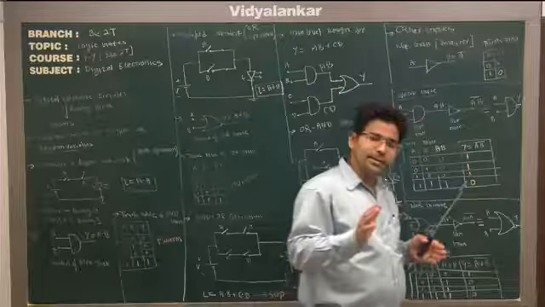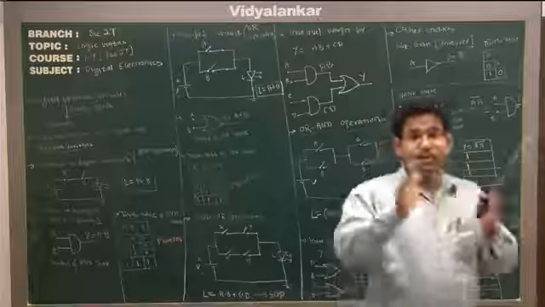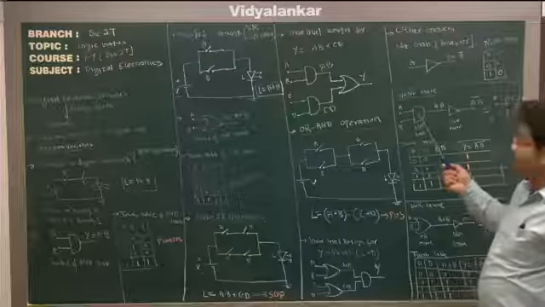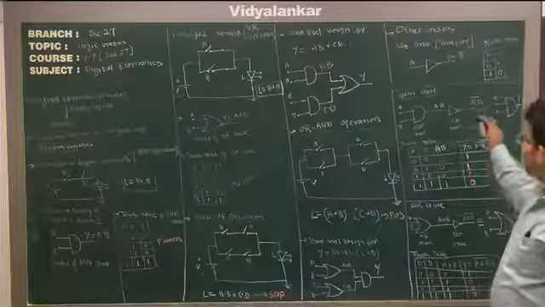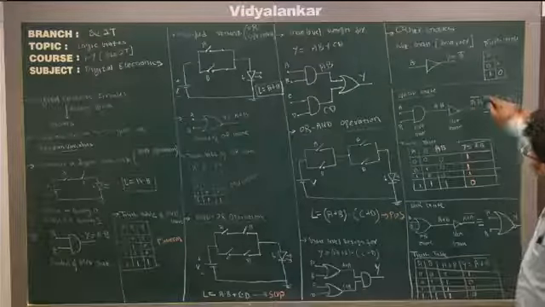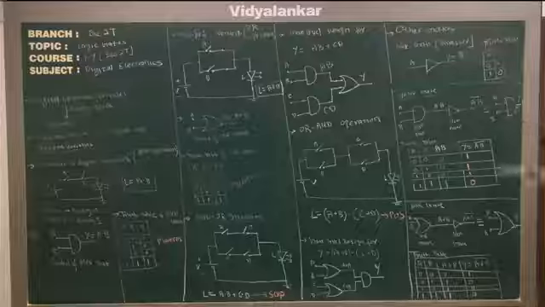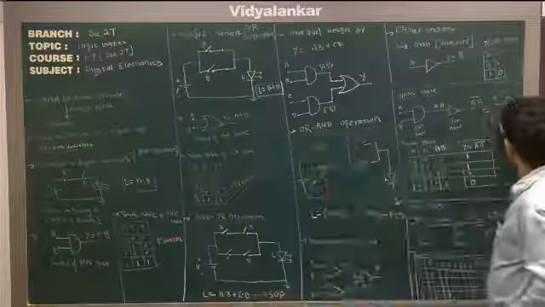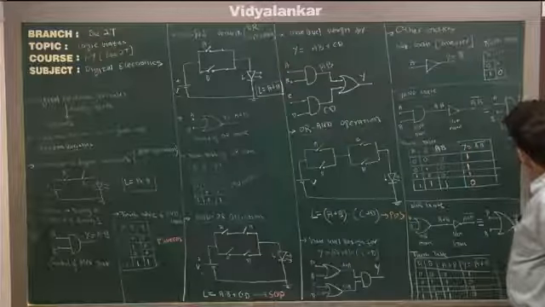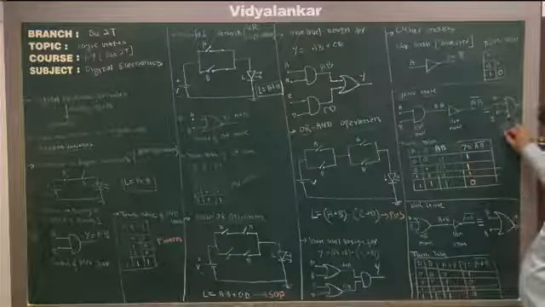And then NAND gate. NAND, as the name suggests, AND plus NOT. So this is my AND gate. Output of AND is input to the NOT. So the entire combination is known as NAND gate. So this is your NAND gate.